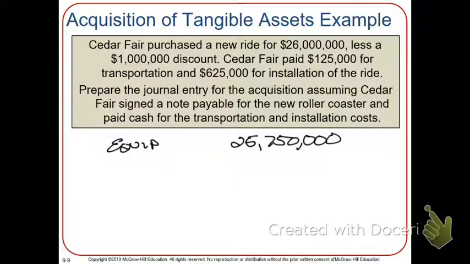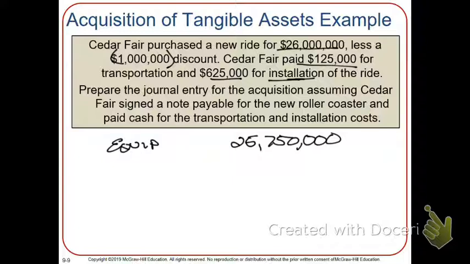Because remember, we have to include everything it costs to get the ride up and running. Could we get the ride going if it wasn't delivered to us? No. Could we get the ride up and running if we didn't have it installed? No. So we take the 26 million, subtract the discount, add the installation and the transportation.